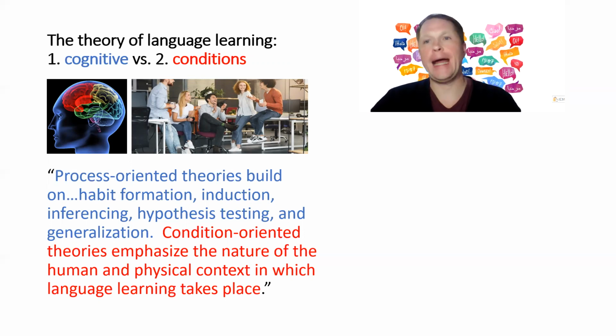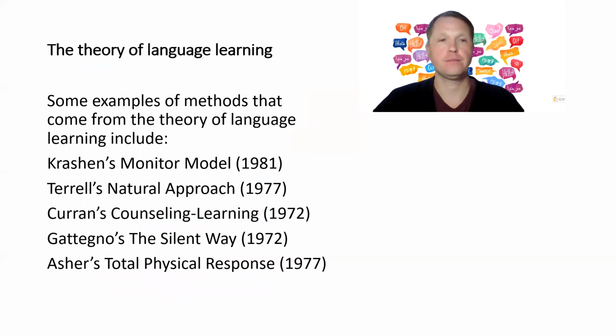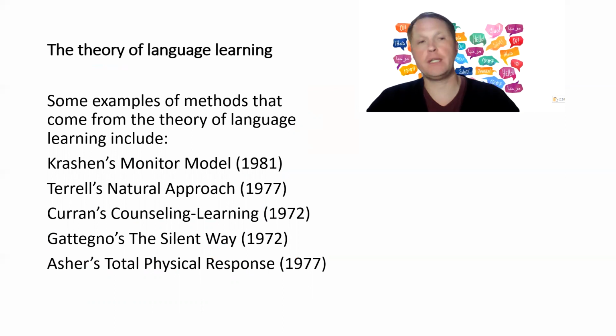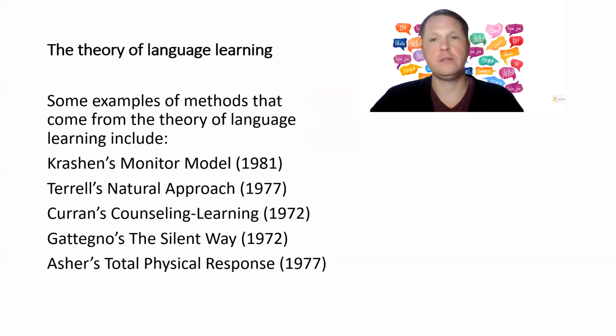Process-oriented theories build on habit formation, induction, inferencing, hypothesis testing, and generalization. That's cognitive. And condition-oriented theories emphasize the nature of the human and physical context in which language learning takes place. So some examples of methods that come from the theory of language learning include Krashen's monitor model, Terrell's natural approach, Curran's counseling learning, Gattegno's silent way, and Asher's total physical response.